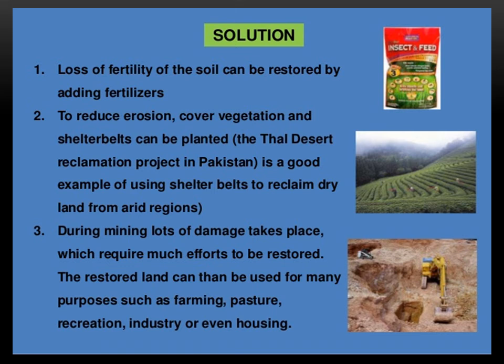The Thal Desert Reclamation Project in Pakistan is a good example of using shelter belts to reclaim dry land from arid regions. Thar Desert is a completely arid region, and that is totally dry. Arid means dry region, which is a desert. The primary objective of the project is to convert sand dunes covered Thal Desert into productive land.